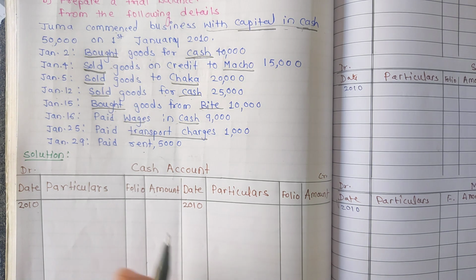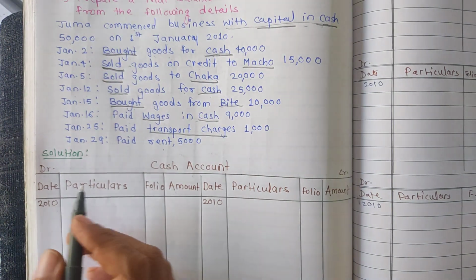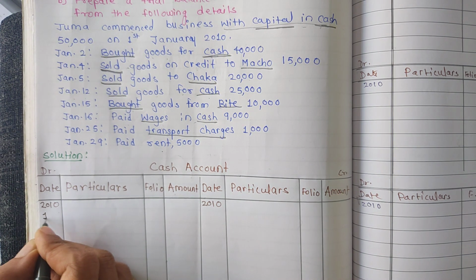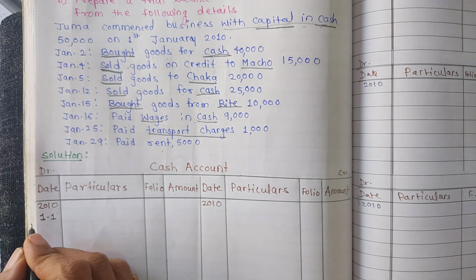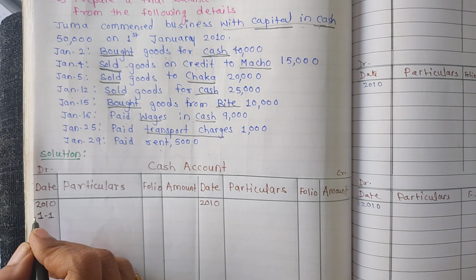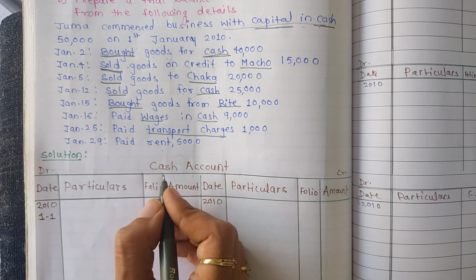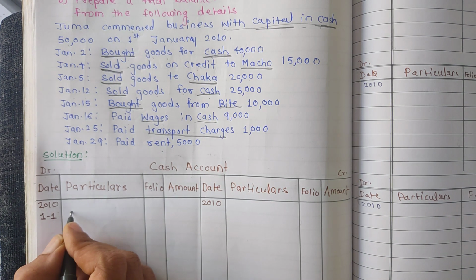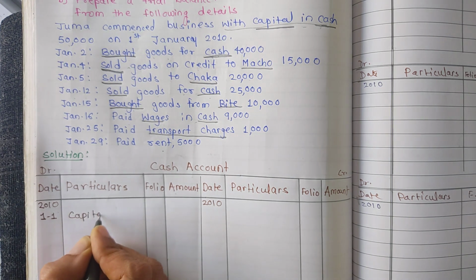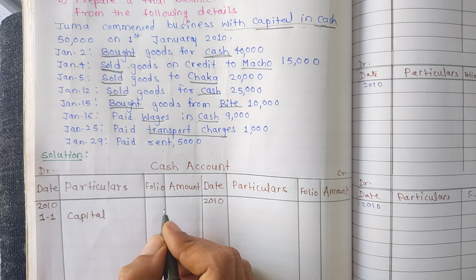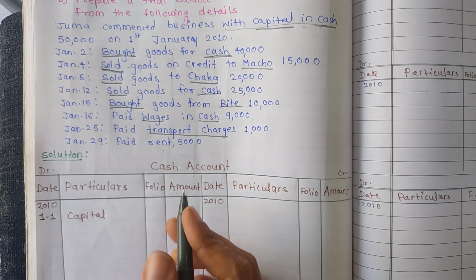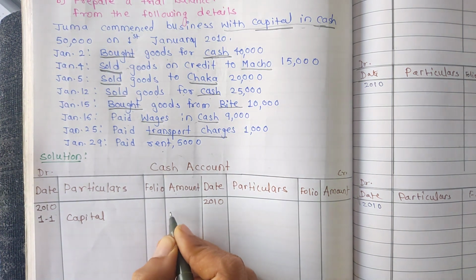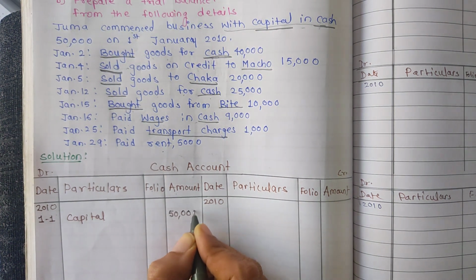So write on the debit side, when the cash is coming in the business. It is 1st January, and you can write down 1st Jan like this also. On 1st January, cash is coming in the business. For what purpose? For capital. So here you will write down capital and the amount. The amount, as you can see, is 50,000. So in the amount column it will go 50,000.